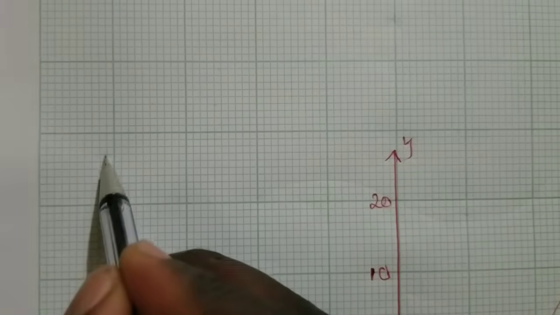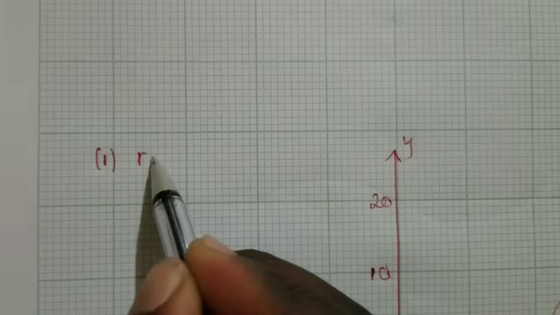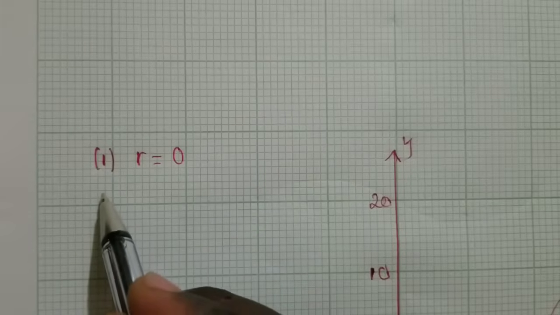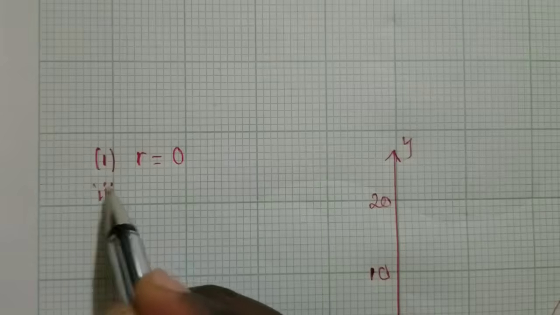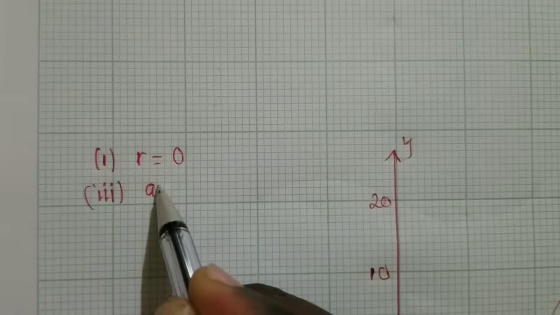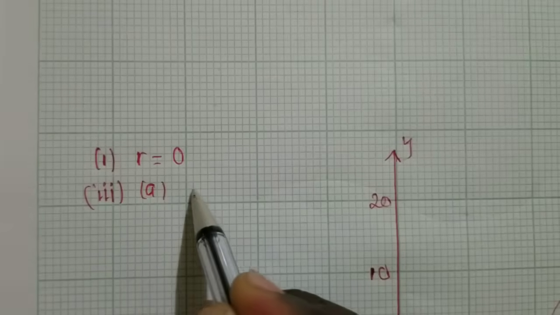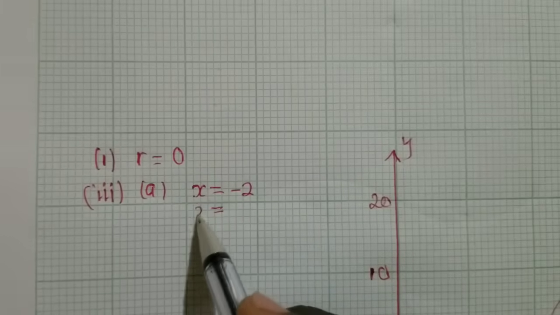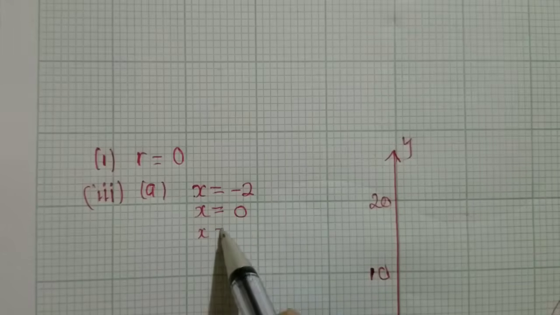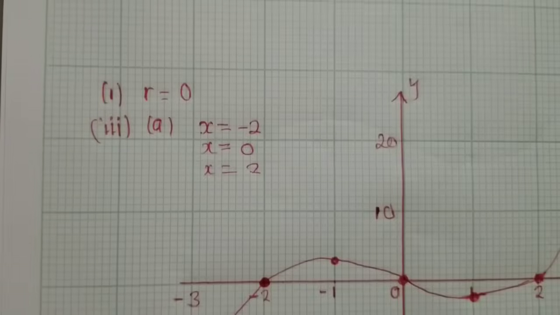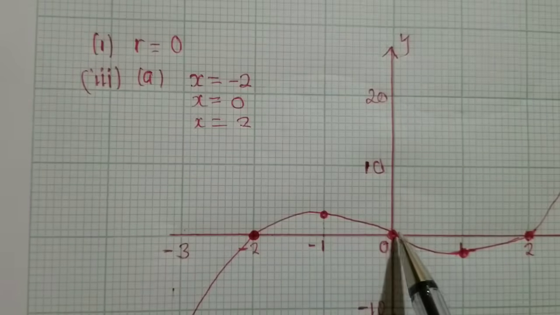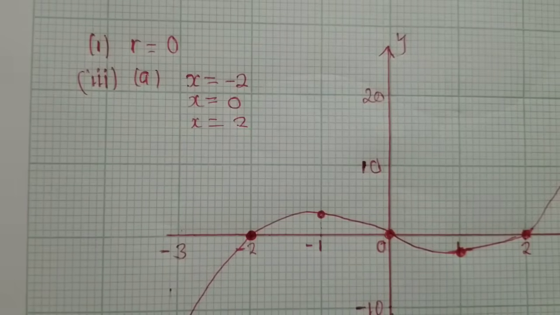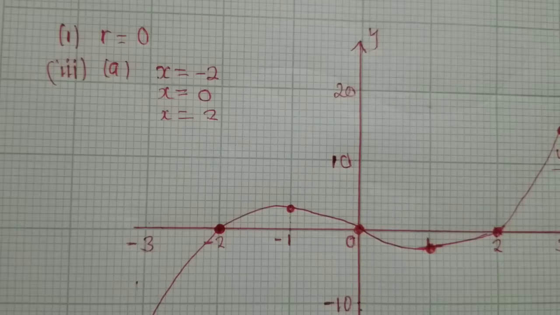Remember question 1 is supposed to be on the graph paper. So we said y is equal to 0. So now this is question what? Question 3a, you shall say x is equal to negative 2. x is equal to what? To 0. x is equal to 2. So where they are intersecting here, here, and here, those are the solutions. We go to the next question where they're saying, the question looks like this.